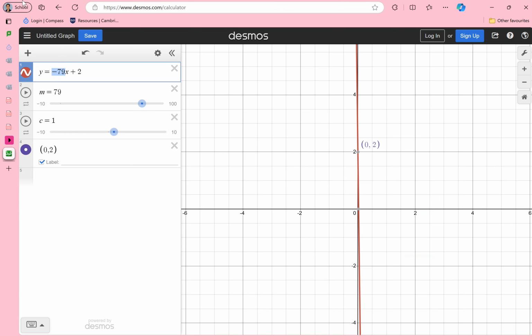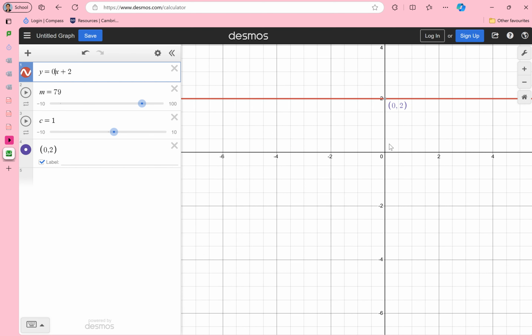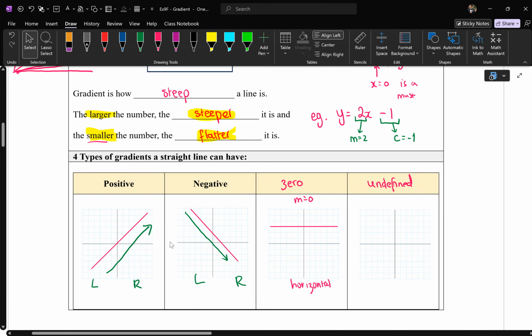So for example, in this one, if I wanted to have a horizontal line, I'll change the number in front of x to 0. You see it's a nice, perfect horizontal line. Obviously the reason why it crosses through 2 is because I have the y-intercept at 2. Had I changed it to 1, then it'd be a horizontal line crossing through 1. If I had a 3, then it crosses through 3. So the gradient is dictated by the number that's multiplying x. That's it. So you got a 0 gradient.